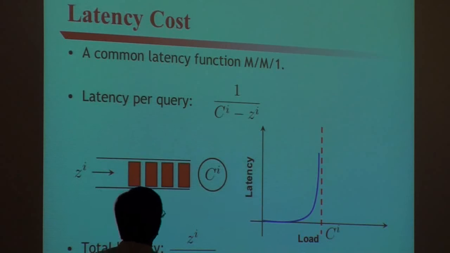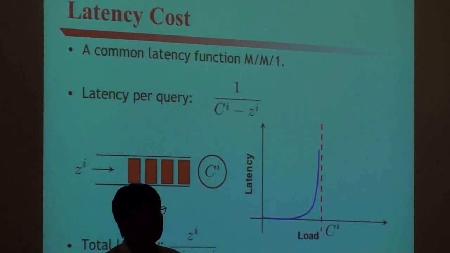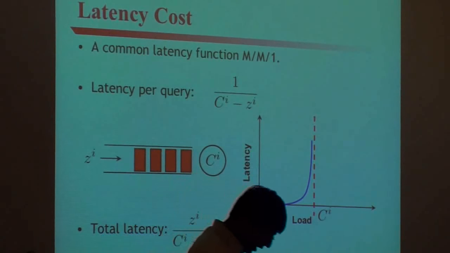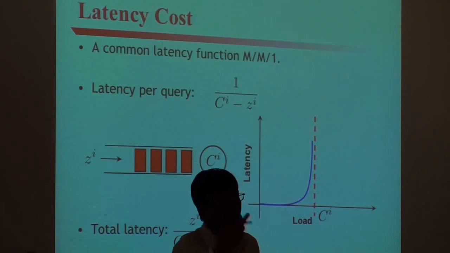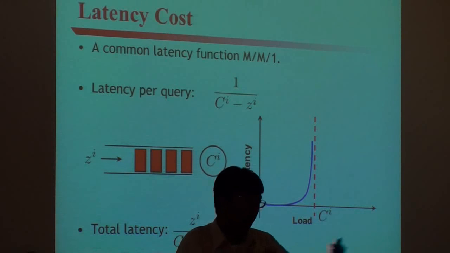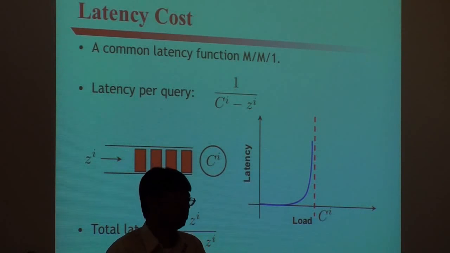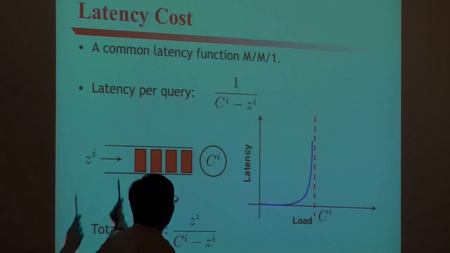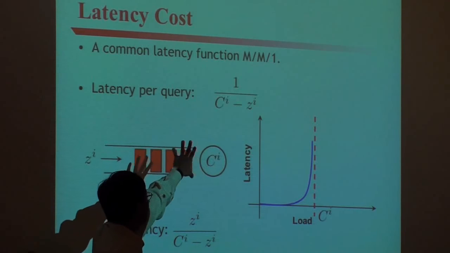Now, in order to understand how to do the assignment, I need to have some idea of what latency is likely to look like. So what is latency? Really, I send you a query, and after a little while, you respond. That little while or a long time depends on how many others are also querying the same thing. So this is a very simple latency function. It comes from queuing theory, and it's really straightforward to understand what's going on here.